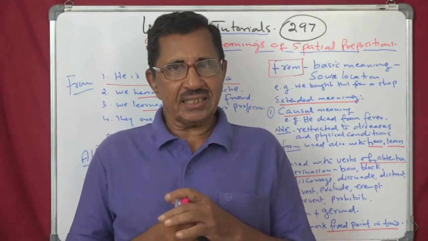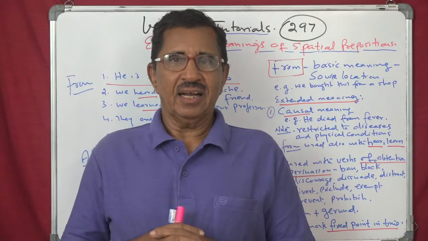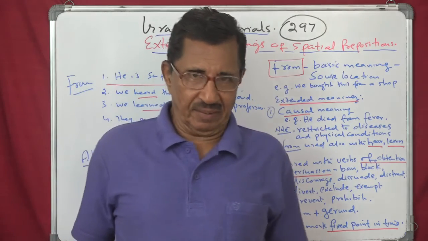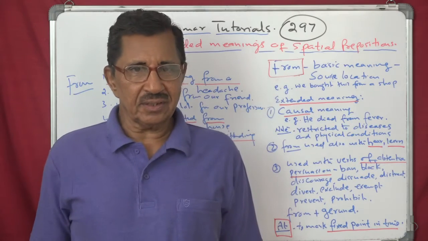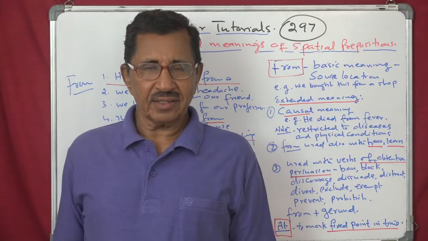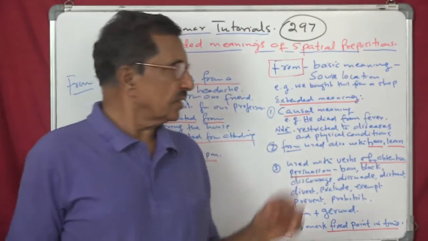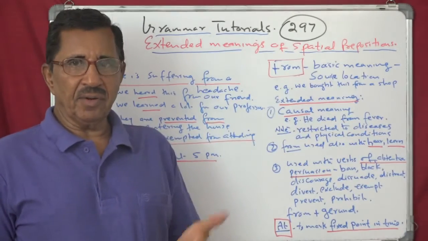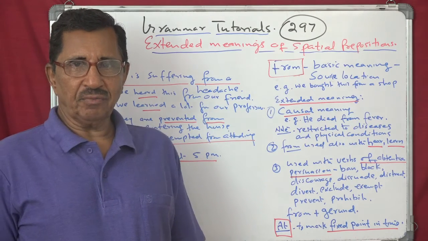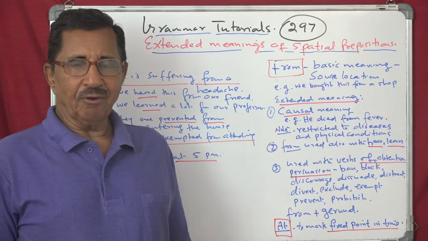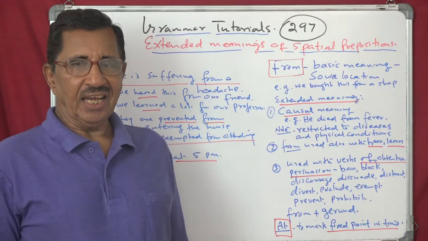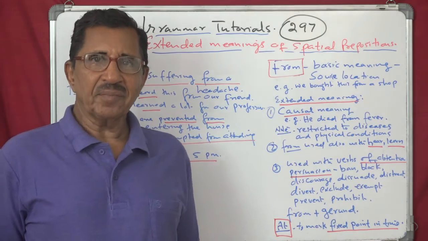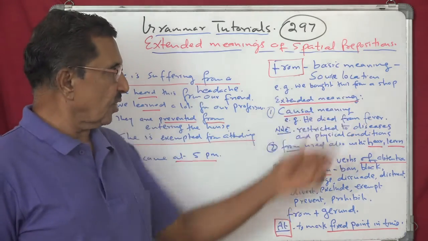Today we will see the extended use of spatial locations. We will see the extended use of certain prepositions used for spatial locations, and that, as you can see from the basic meaning, is source location. For example, I bought this from a shop. I took this from the Maidan. I got this from the church. I managed to take this from the school, like that. So there is source location.